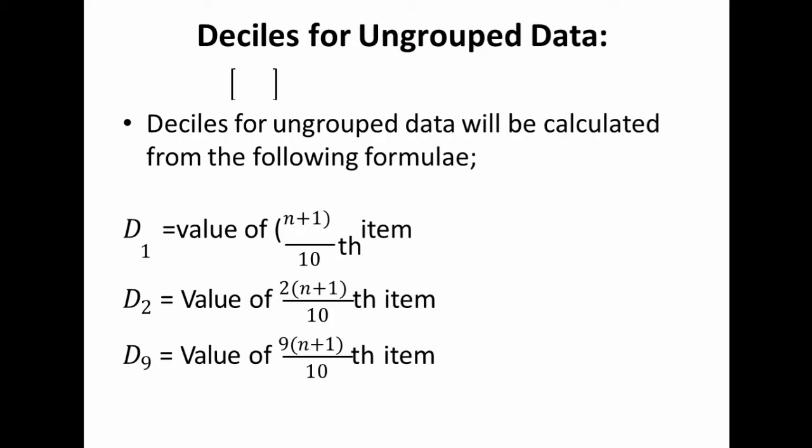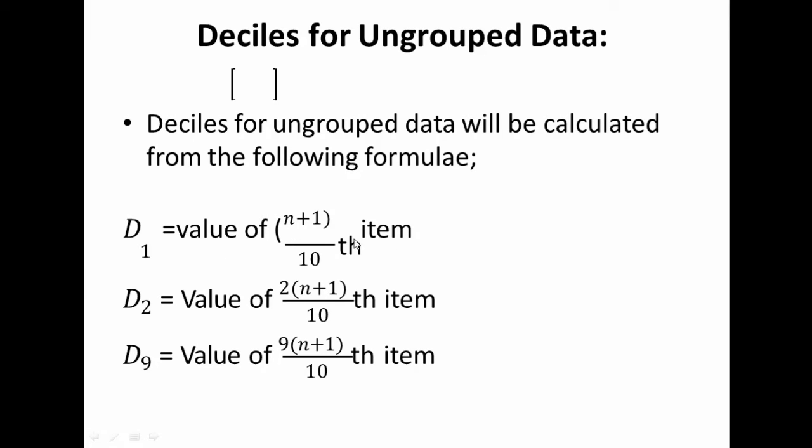Deciles for ungrouped data. The deciles for ungrouped data will be calculated by this formula: D1 is the value of (n plus 1) divided by 10 item. D2 is the value of 2 into (n plus 1) divided by 10 item. Similarly the value of D9 is 9 into (n plus 1) divided by 10 item. So dear students, these steps are very interesting. First of all, find the positions, and according to the position you can find the values.